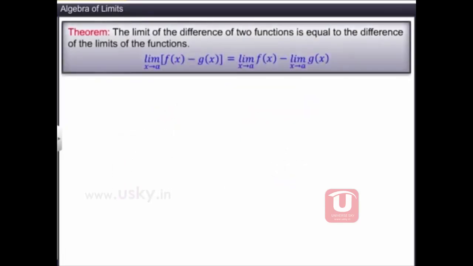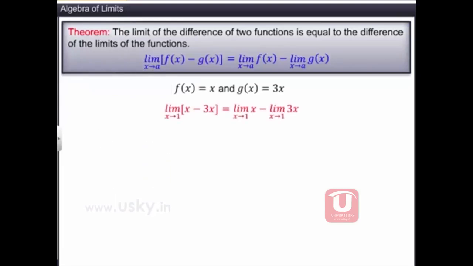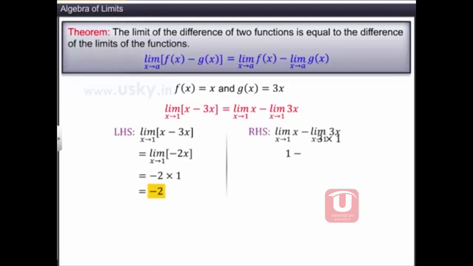The limit of the difference of two functions is equal to the difference of the limits of the functions. Let's verify this theorem with the functions shown with limit x tends to 1. The left-hand side is equal to -2. The right-hand side is also equal to -2. Hence, the theorem is verified.